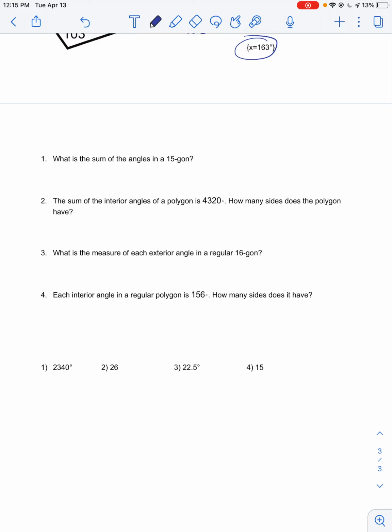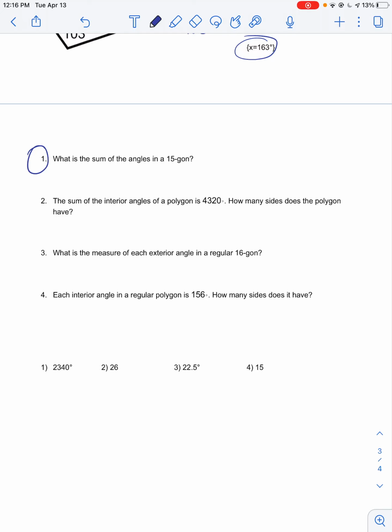They also represent some of the problems that are in your book. Question number 1. I wrote it and I didn't intend it to be as ambiguous as it is, but it's actually very ambiguous, so it gives me an opportunity to talk about a lot of different things. This says, what is the sum of the angles in a 15-gon?